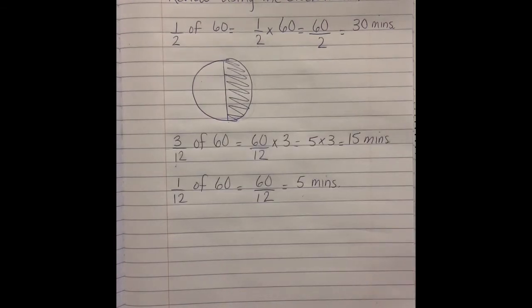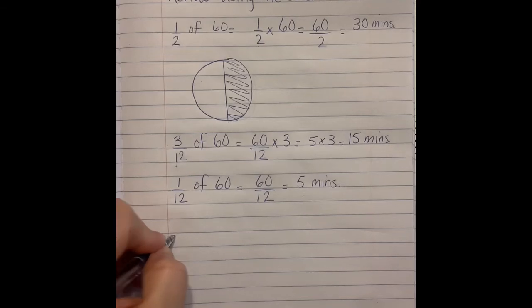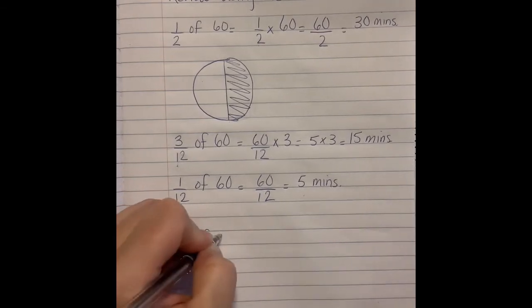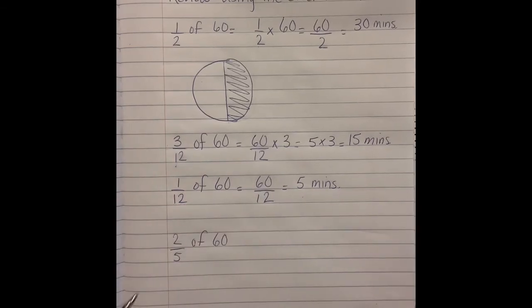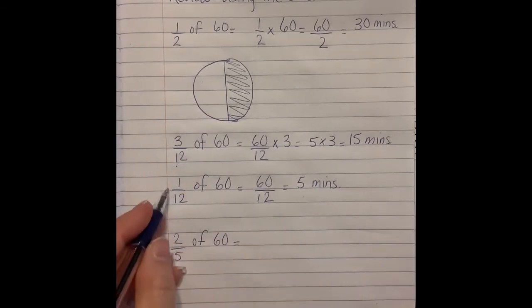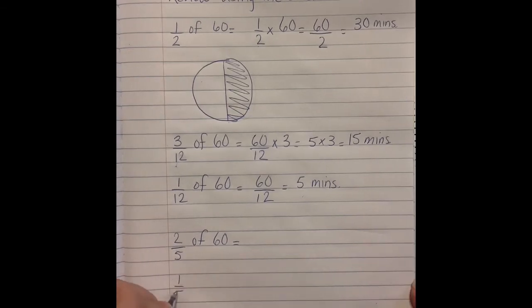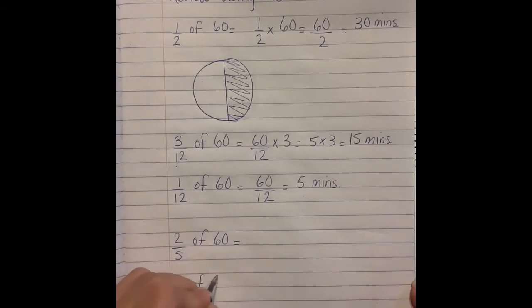Let's try one more problem. Let's try 2/5 of 60. So the first thing we need to do again is to make this simpler, and we need to find out what 1/5 of 60 looks like.